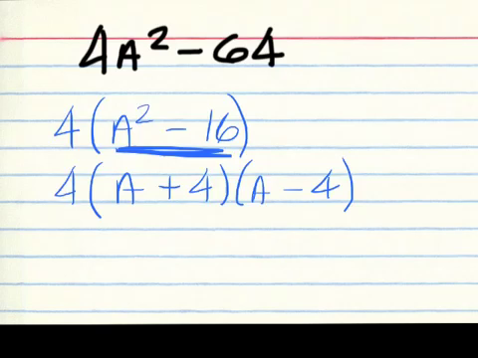Square root of a squared is a, and the square root of 16 is 4. You need a plus and then a minus.